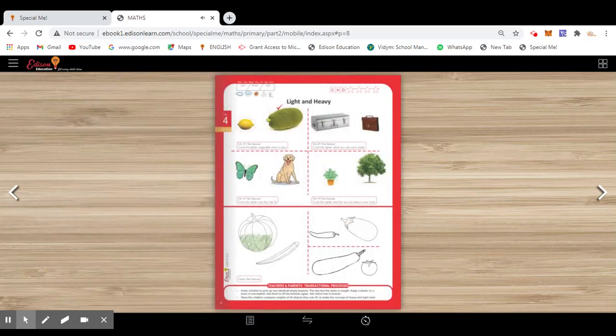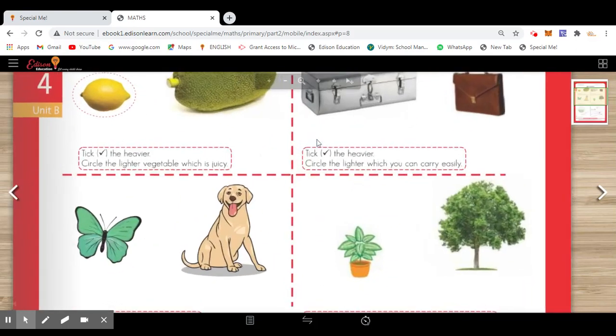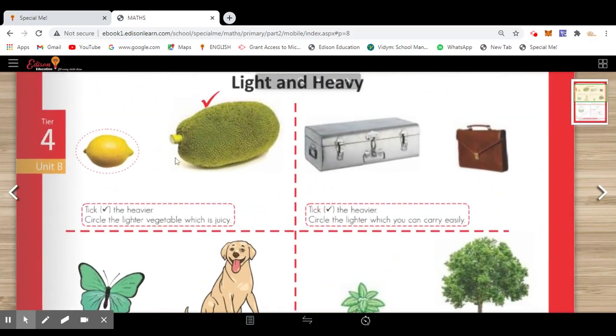This is a concept of light and heavy. जिसका वेट ज्यादा है वो क्या होता है? हेवी. And जिसका वेट कम है वो क्या होता है? लाइट होता है. Right? So now look at here. Which is lighter one? Lemon is lighter and this vegetable is heavier as compared to lemon. Next, which is heavier? This trunk is heavier and bag is lighter as compared to this trunk.